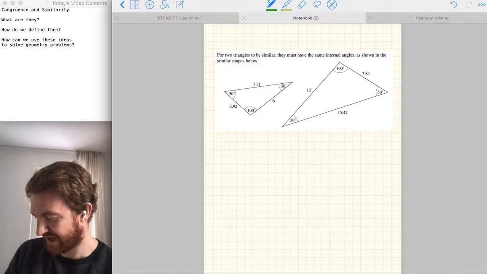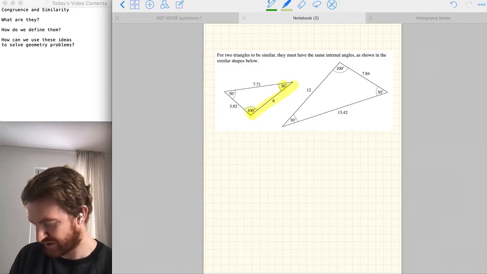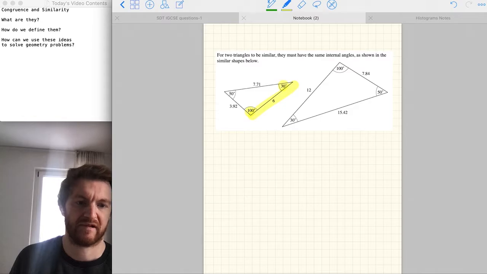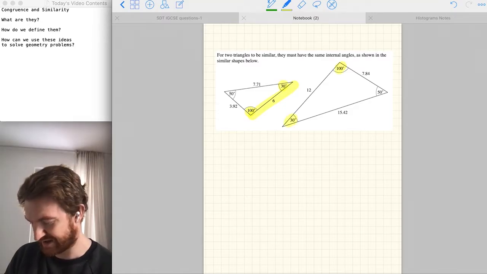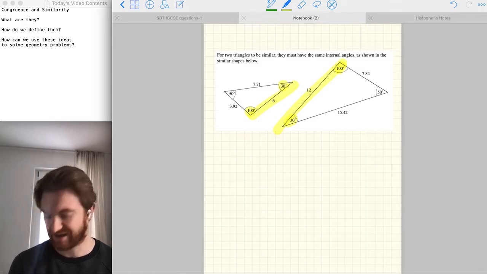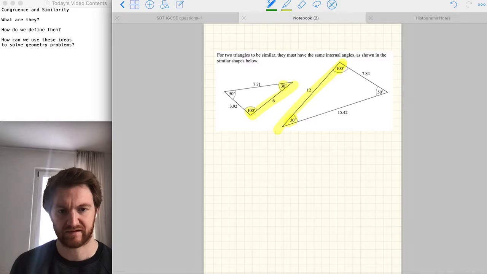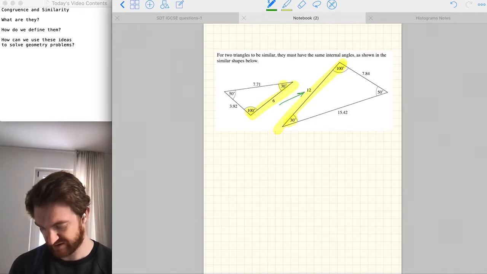So I might say, okay, well, between this 100 and a 30 is a 6 centimetre or 6 unit line. I'd say, okay, I've got 100 here and a 30 here. What line goes between them? And I can see again, it's this line here. So I can see those two highlighted are the equivalent sides. So it's this 6 has become this 12. So to go from 6 to 12 is times 2. So the scale factor is 2.